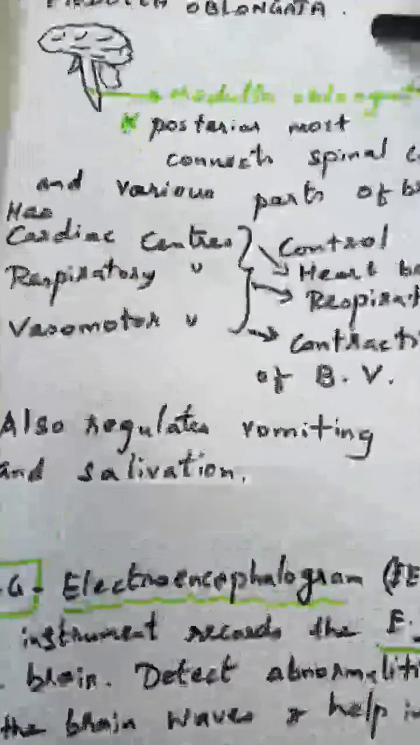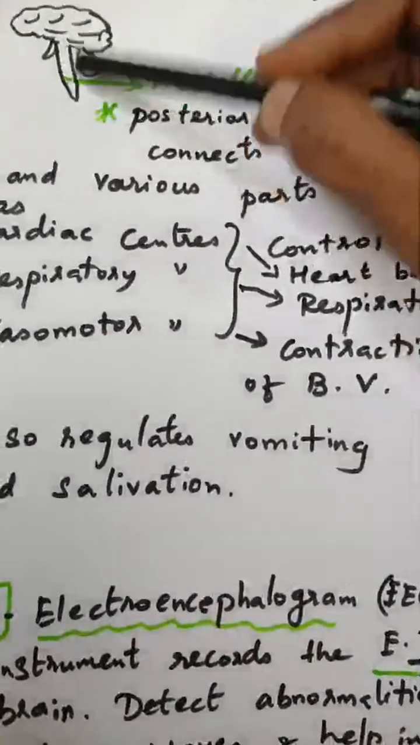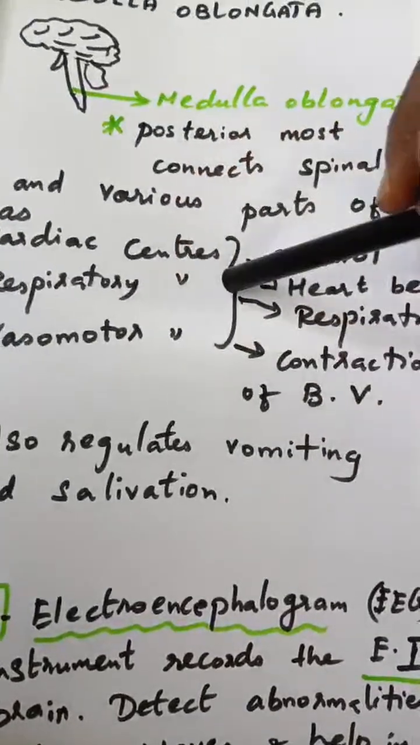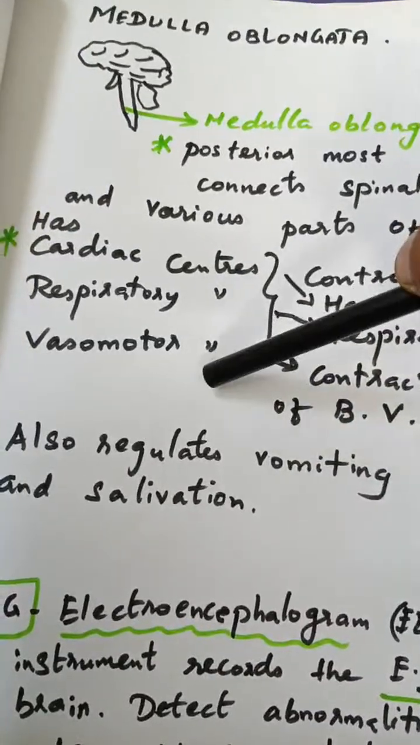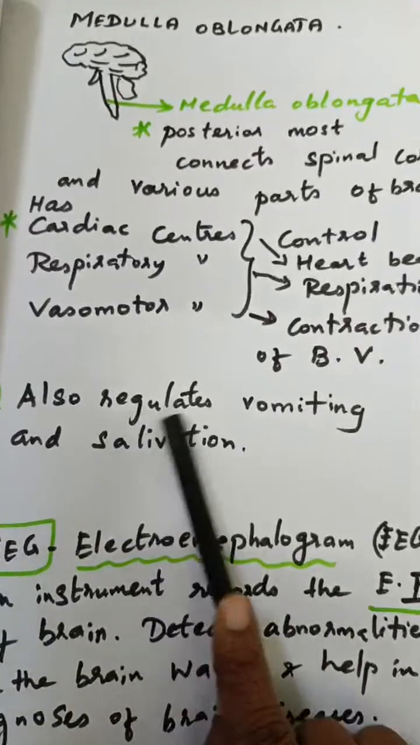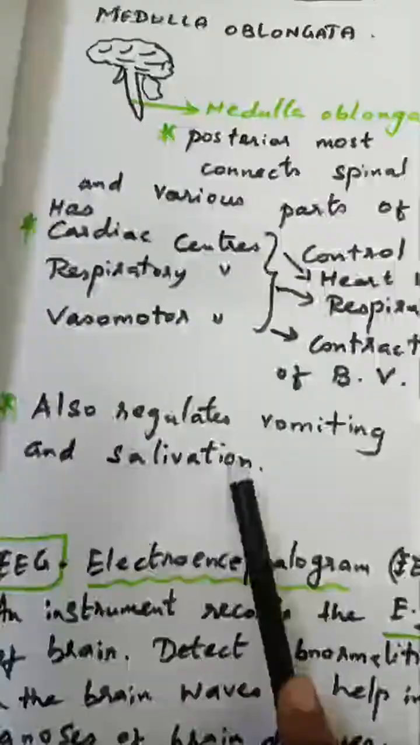And next is the medulla oblongata. Where is it present? It is the posterior-most part. This is the part that is continuous with the spinal cord, and it has three centers. One controls the heart, one controls the respiration process, and one controls the contraction of blood vessels. It also regulates vomiting and salivation. That is mainly the medulla oblongata, your hindbrain.